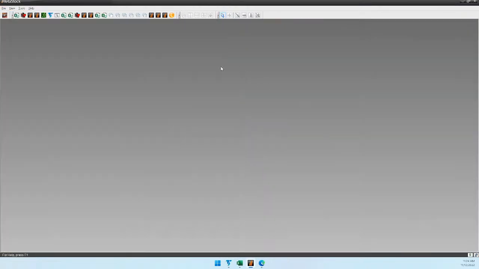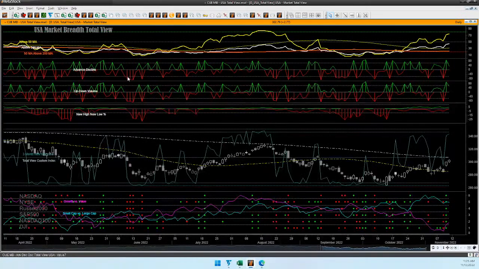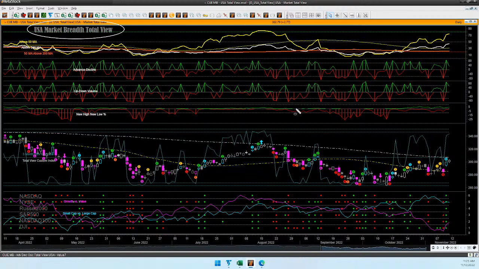What about the internal health check? We can know that from Q Global Market Breadth Total View, a single chart carrying a lot of information. One week ago, where were we? Here, here. 1, 2, 3, 4, 5. We were here one week ago. Based on that, I decided to buy.